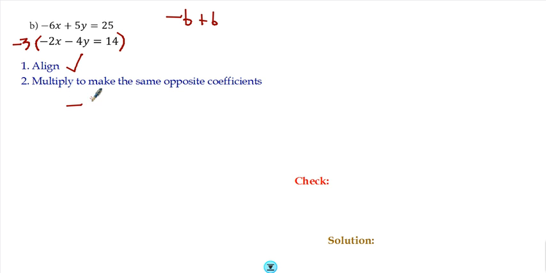So I'm going to multiply the second equation by negative 3, and that will give me that the first equation stays the same, negative 6x plus 5y equals 25. And then negative 3 times negative 2x would be 6x. And negative 3 times negative 4y is plus 12y equals negative 3 times 14, which is negative 42.